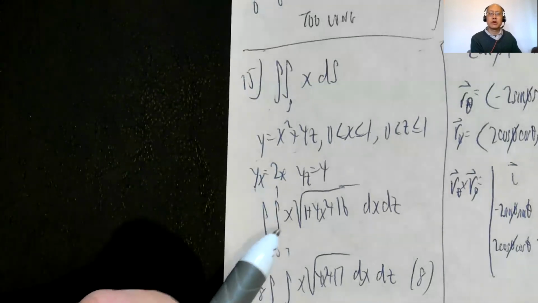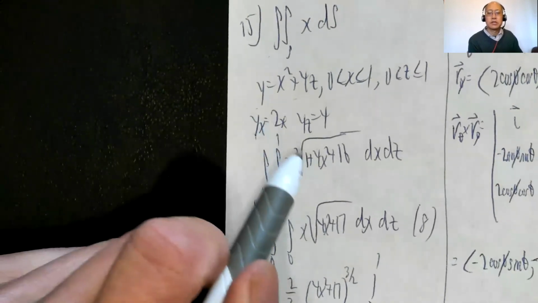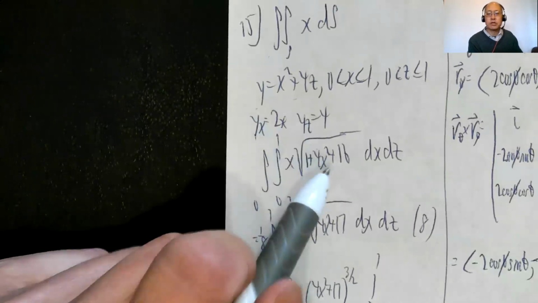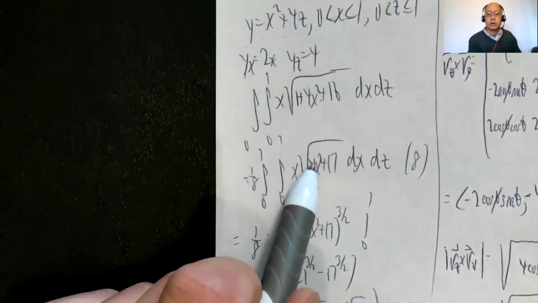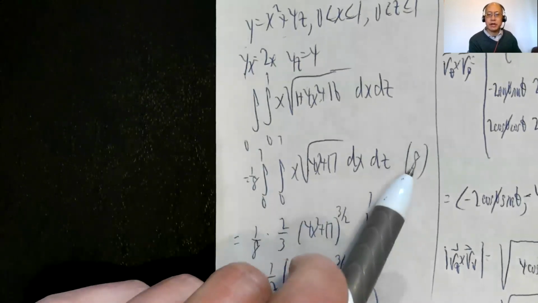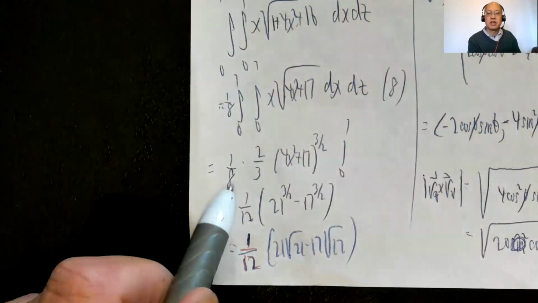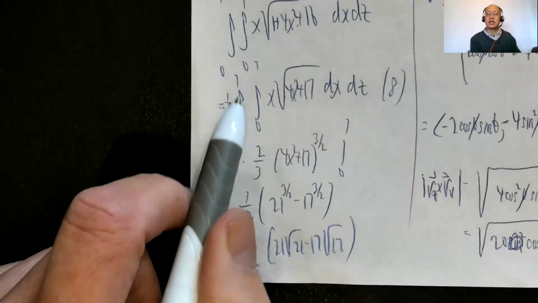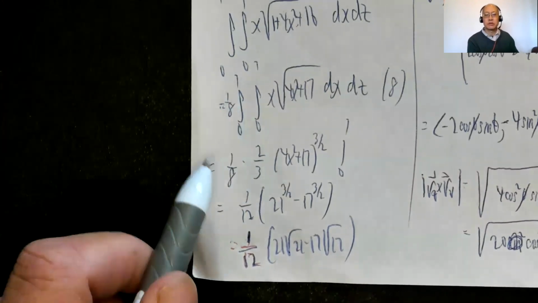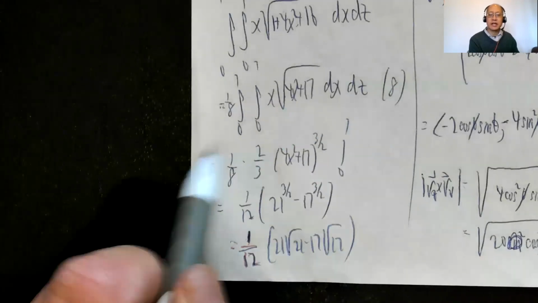Integral from 0 to 1 of x radical 1 plus 2x squared plus 4 squared, 16, which gives me 4x squared plus 17, whose derivative is 8x. Put an 8 here, 1/8 out there. Okay, and this integral does not depend on z, so take out the length of the z integral, which is 1, which means don't do anything. Okay, the derivative is 8x, put 8 here, 1/8 there.